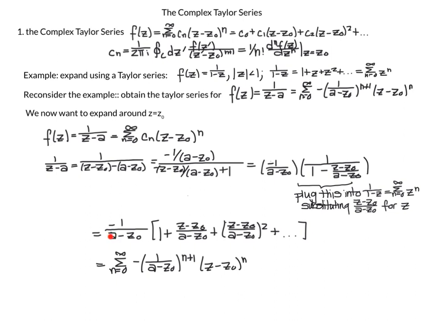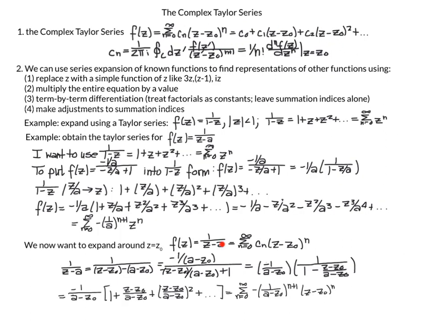Now when I multiply my a minus z naught in the denominator through by all of these other fractions, or all the other terms, I'm going to get the summation as n goes from 0 to infinity of minus 1 over a minus z naught to the n plus 1 times z minus z naught to the n, which now matches the same formula we had when we calculated this directly from our Taylor series formulas for the coefficients. And that's this example here.